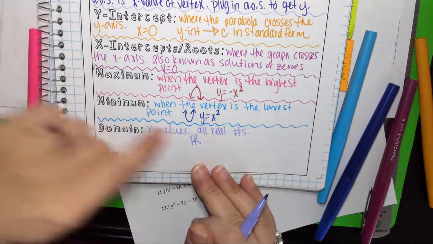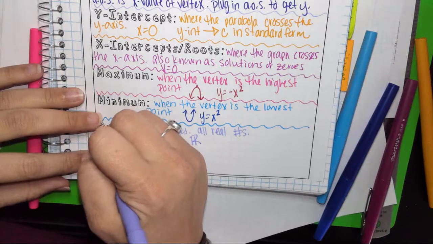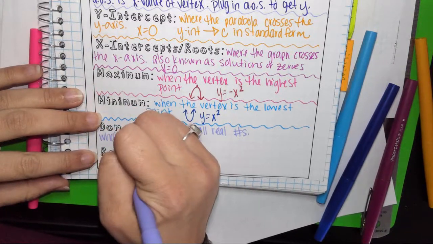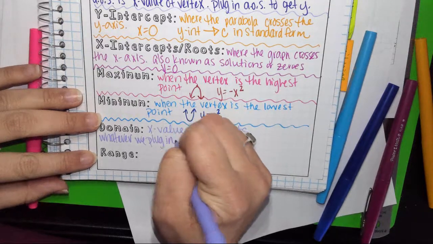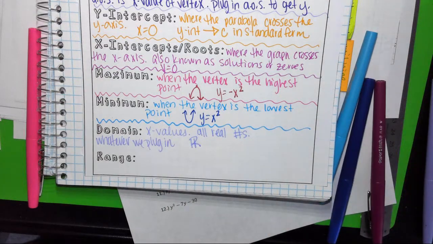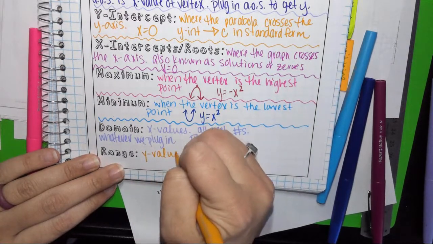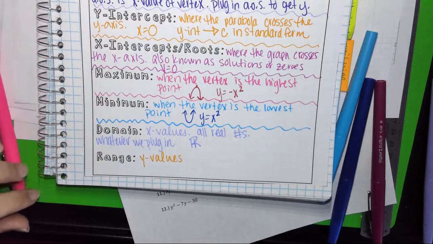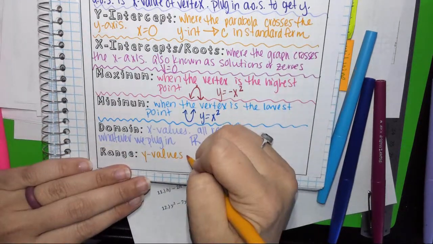All right, so if domain is our x values and we can plug in anything, well, let's write whatever we plug in. What's our range? The y values. Good, take a point. Also known as what? If x is your input, what's your range? Output. Good.